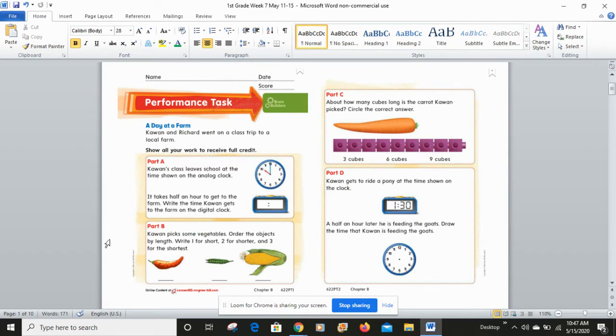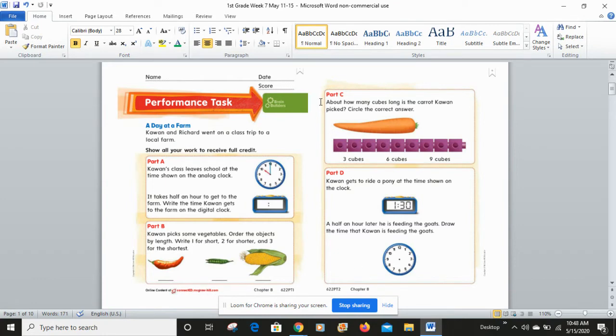Part B talks about some measurement. Kwan picks some vegetables. Order the objects by length. Write 1 for short, 2 for shorter, and 3 for the shortest. And remember what those words mean: short, shorter, shortest. So put the numbers in the lines down here based on which one is the shortest, which one is shorter, and which one is short.